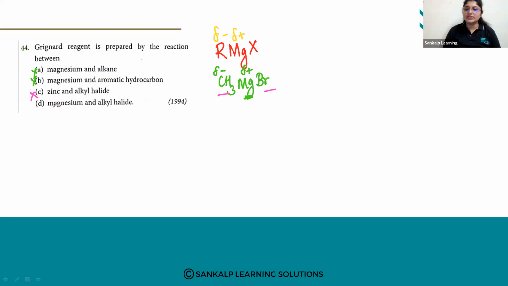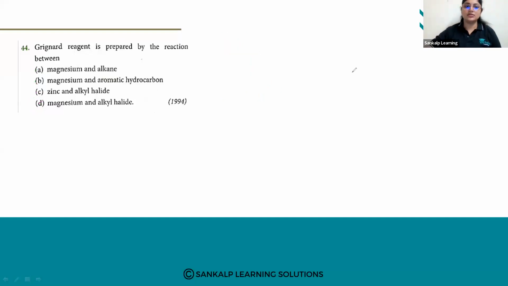So the third option, D, is magnesium and alkyl halide. Magnesium is present, yes, and alkyl halide is also present. So it is made up of magnesium and alkyl halide. So Grignard reagent is prepared by the reaction between magnesium and alkyl halide. You get RMgX by reaction of magnesium with alkyl halide. So option D is the right answer. Understood? Okay, so we'll go for the next question.